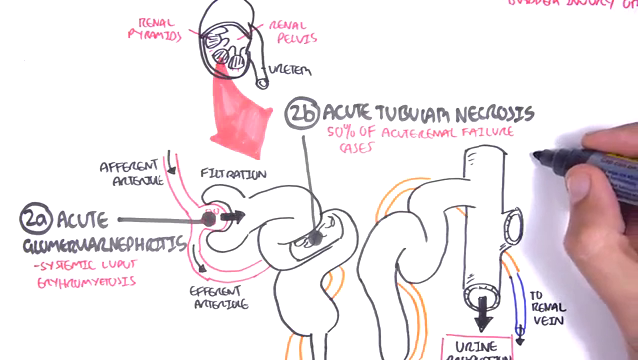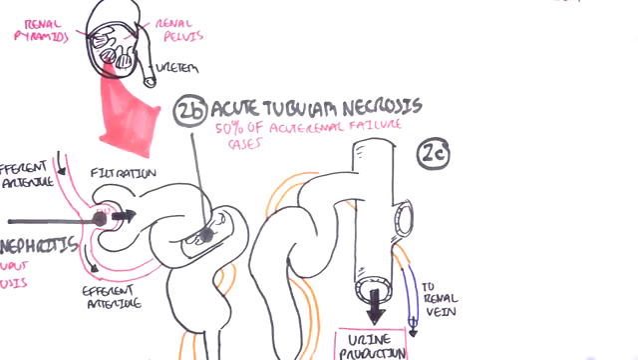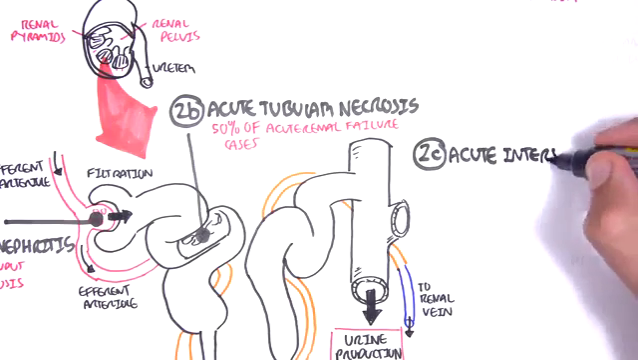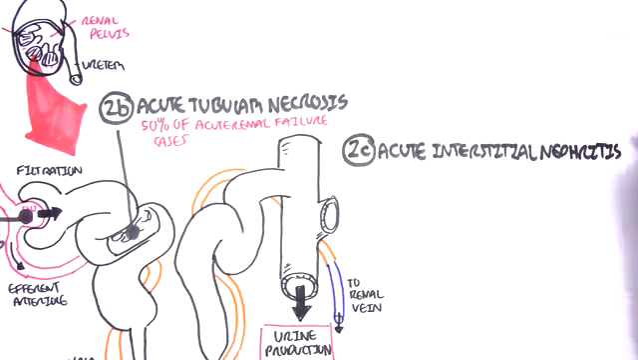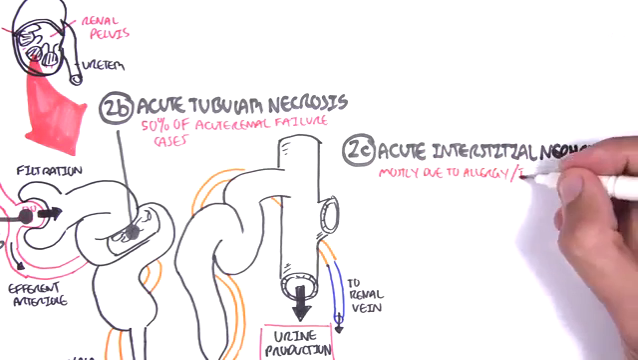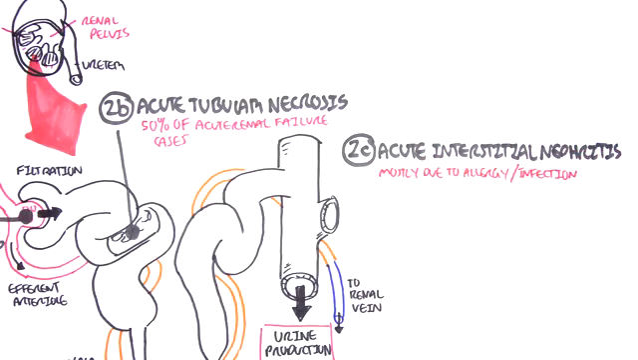And then we have acute interstitial nephritis, which is literally inflammation of the interstitial space in the kidneys. And we see this mostly in allergic reactions as well as infection.